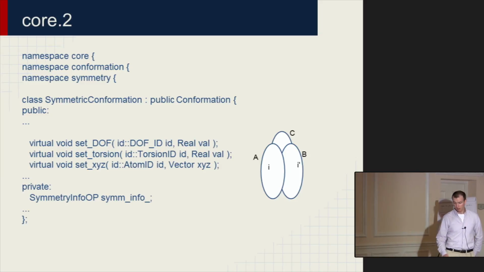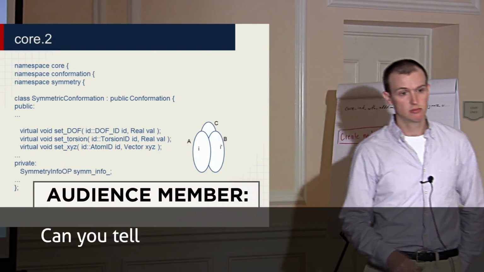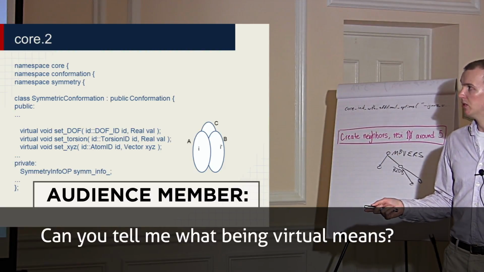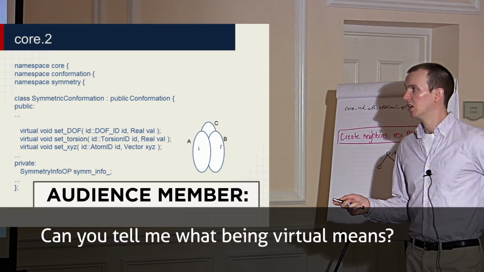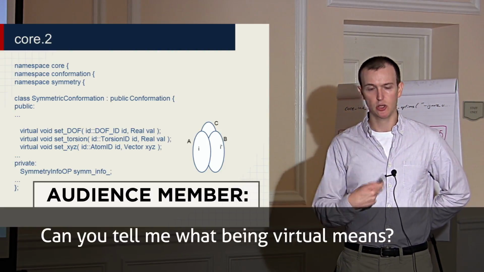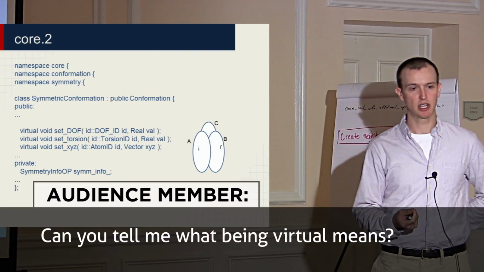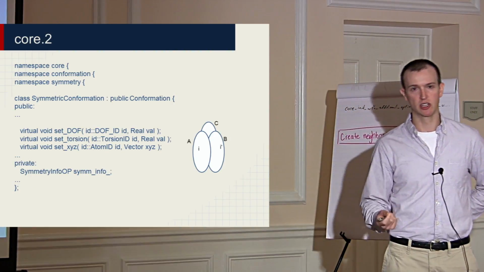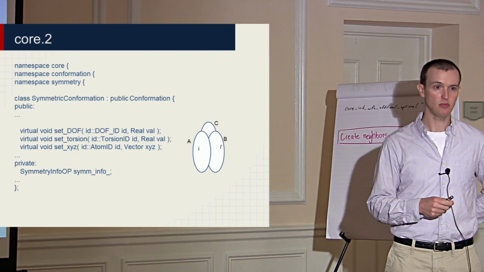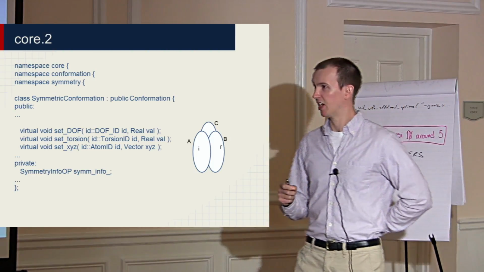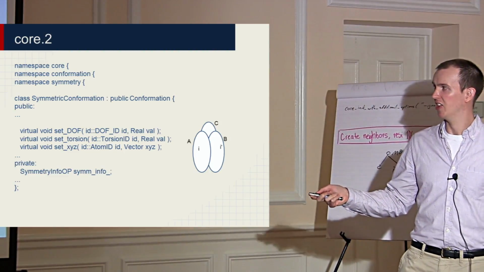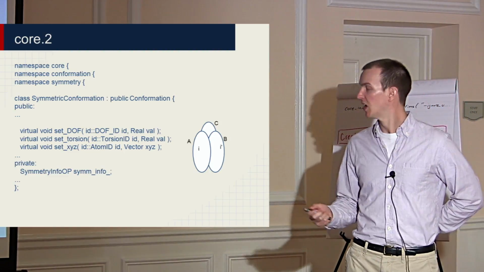Sorry, can you say again what being virtual has to do with that? Sure. So the pose will hand you a reference to its conformation object, and then you can call a function like set DOF on this reference that's returned. Sorry, I should repeat the question. The question was, what does these functions being virtual have to do with it?